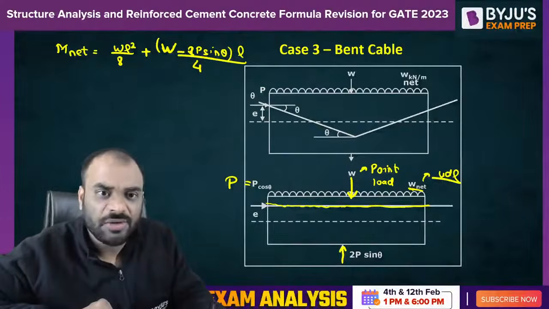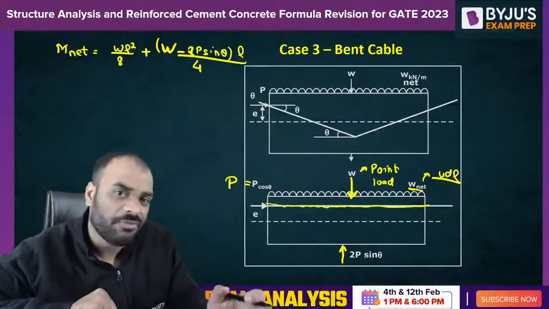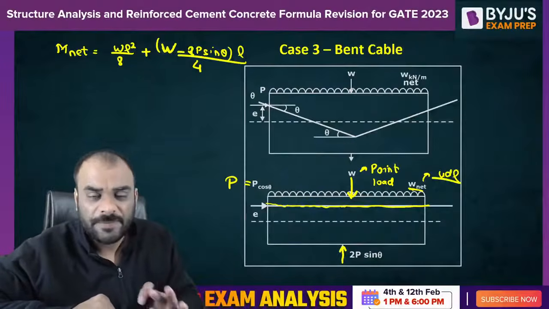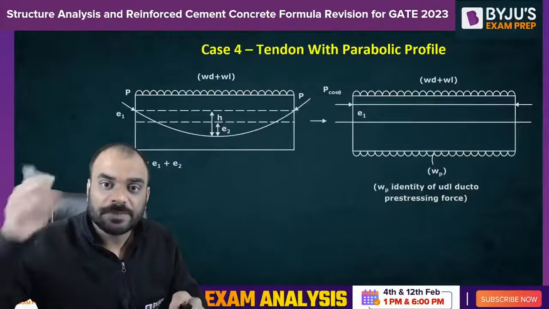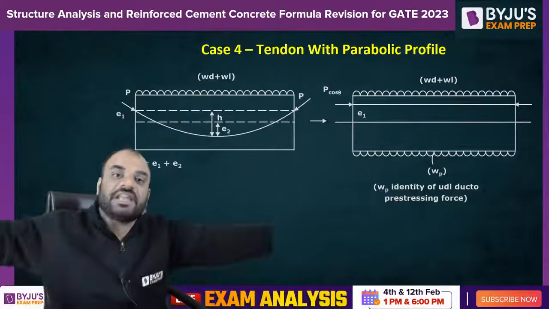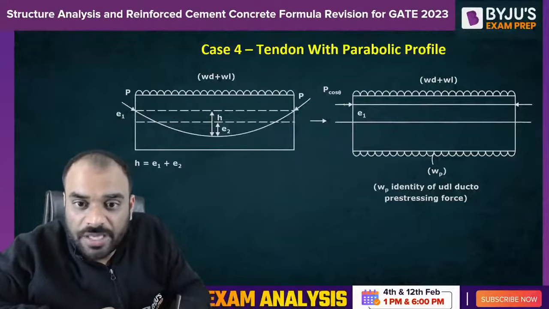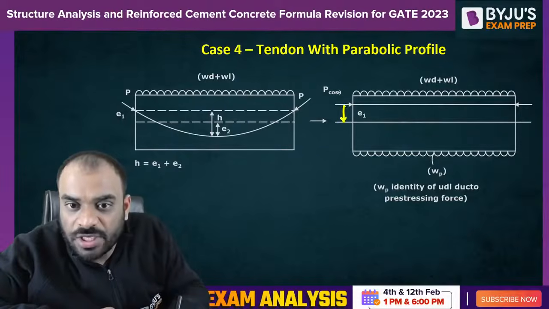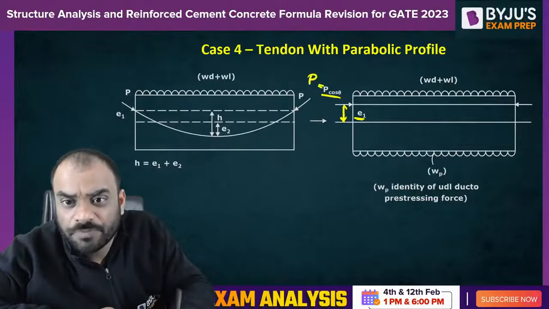Okay, after calculating net moment, you have to follow the procedure to find out the stresses at the top fiber and the bottom fiber, right? At the mid span and at the ends. Now, let us suppose you have a parabolic cable. In case of a parabolic cable, if you want to make it straight by using the load balancing concept, you can do it. But your cable will become, at this particular location, with some eccentricity E1, and this force will become P cos theta. You can consider it as P also. Okay.